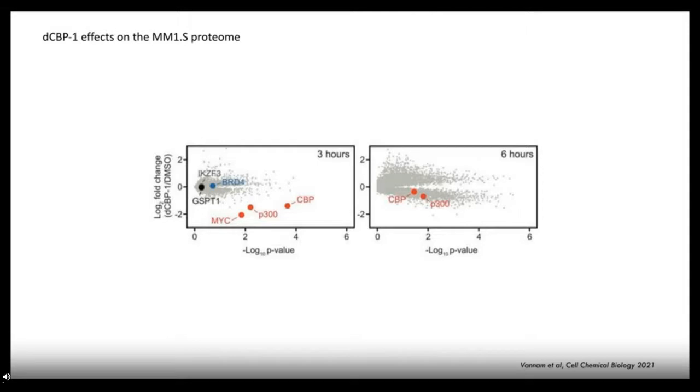cereblon modulator, GSPT1. However, at 6 hours, you can see that a vast amount of the proteome is affected with DCBP1 treatment. So I would encourage you, if you use DCBP1 or other CBP, p300 degraders in your studies, to focus on early time points if you really want to tease out the specific and acute effects of CBP and p300 degradation.